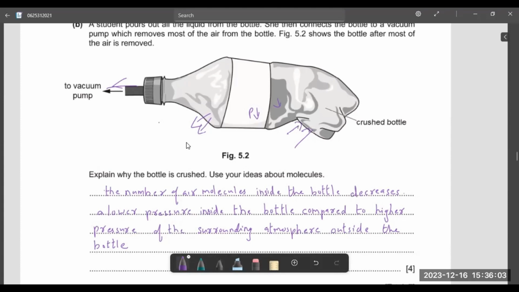But inside, air molecules are very few compared to outside. Inside pressure is less, outside pressure is more. Here the force has become unbalanced, due to the lower pressure inside, causing the walls of the bottle to collapse or be crushed inwards. Because of this unbalanced pressure created, the bottle is being crushed.